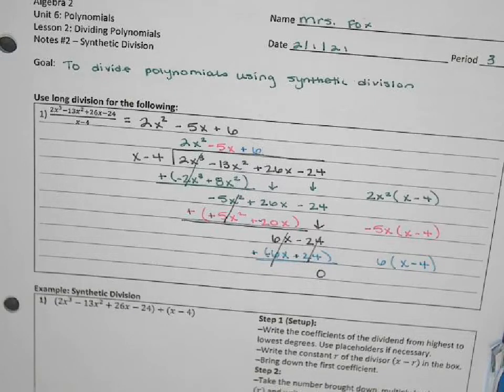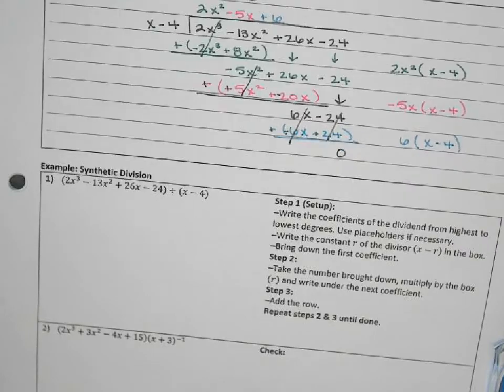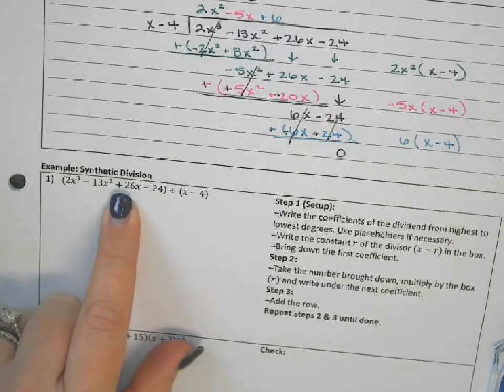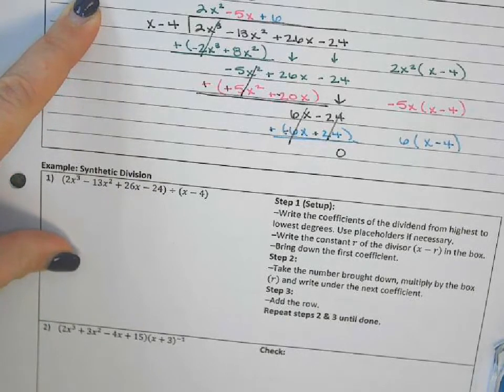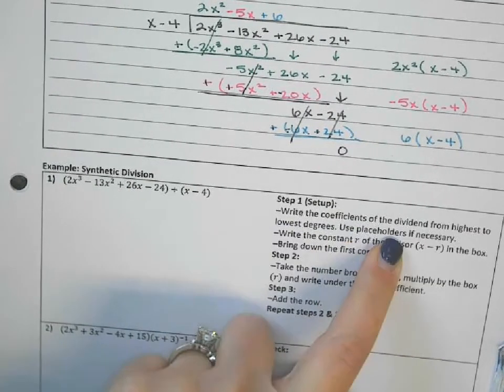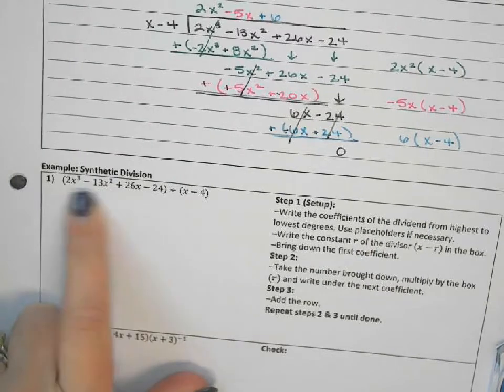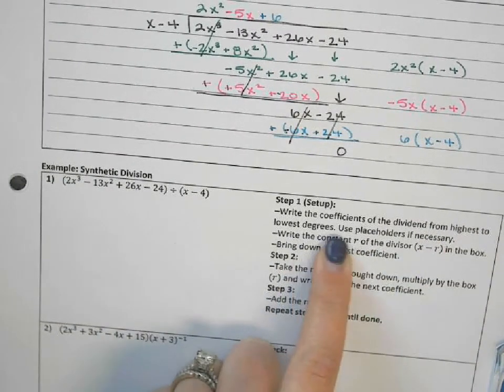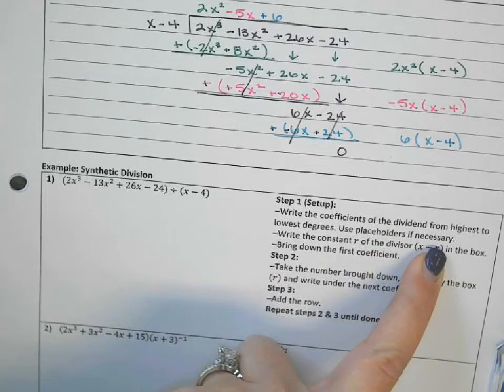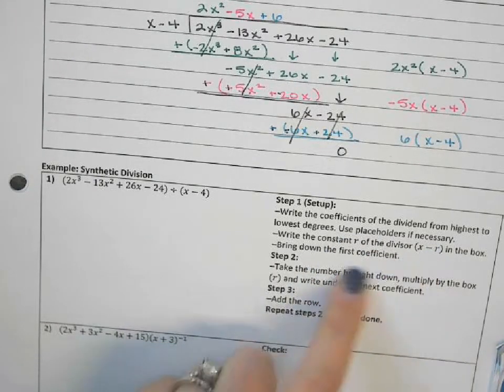Okay, so synthetic division. This problem is the exact same as problem number 1 that we did up here. Still a division problem. But we're going to set up using synthetic division. So it says to first write the coefficients of the dividend, which is what we have originally, from the highest degree to the lowest degree. Use placeholders if necessary. So all we're going to do first is write the coefficients.